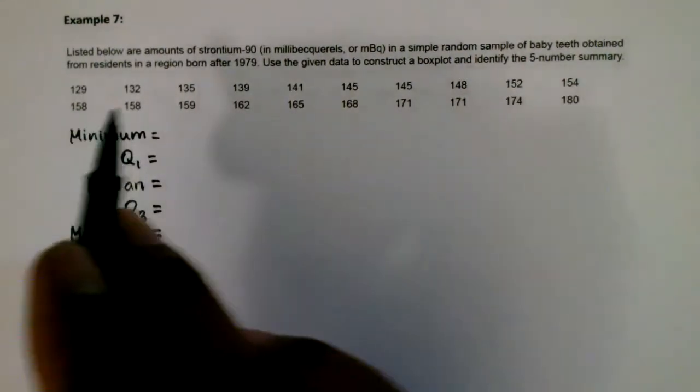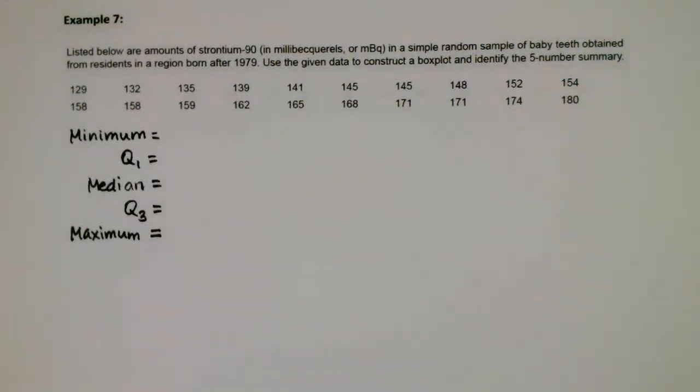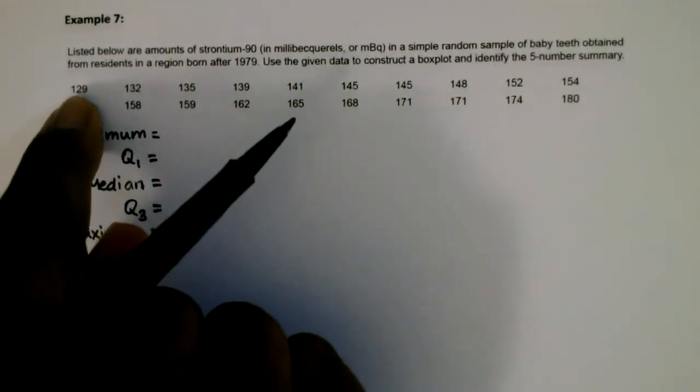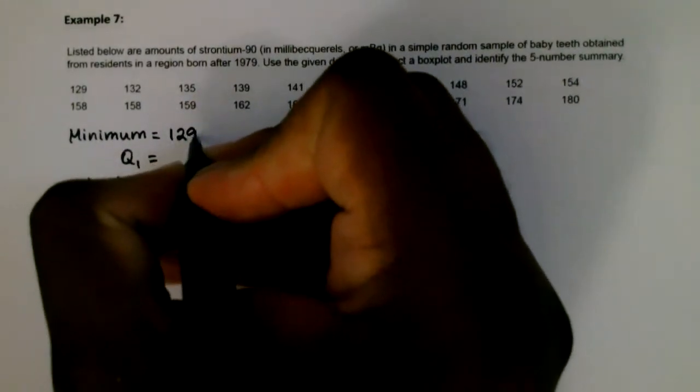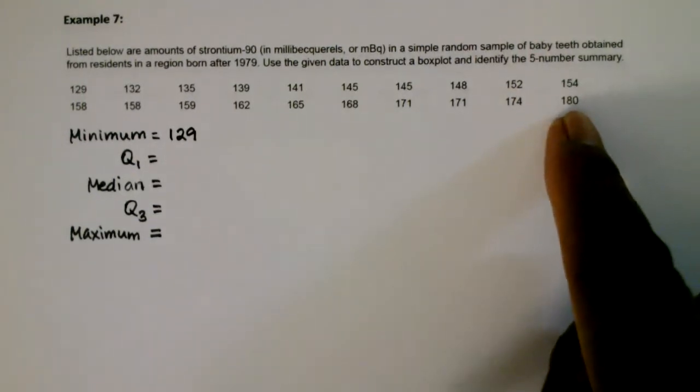Now, by looking at this data set, we can see that it is already sorted from least to greatest. Now, we can easily identify the minimum. That's the smallest number, in this case, 129. I can also look at this data set and identify the maximum. Here's the maximum data value, 180.